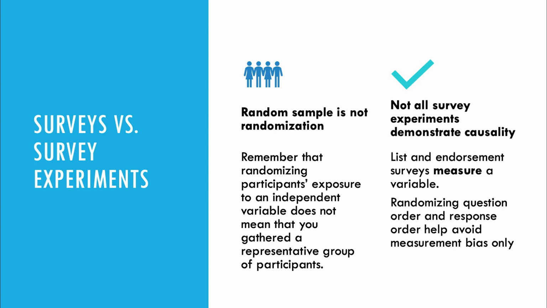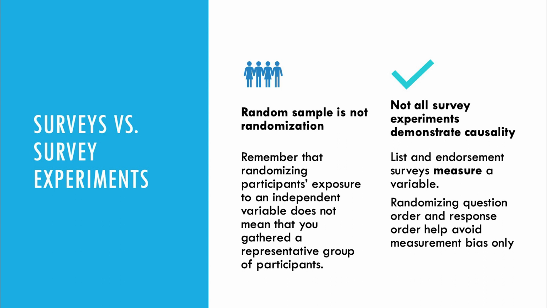In addition to taking a random sample of your population, you also need to write questions that can serve as a treatment for an experiment. You write two versions of the same question. That difference is your treatment, and you expose a random half of the survey respondents to each version of the question. I'll offer examples of that in a moment, but for now, the key point is that surveys have random samples, while survey experiments have both random samples and randomized questions.